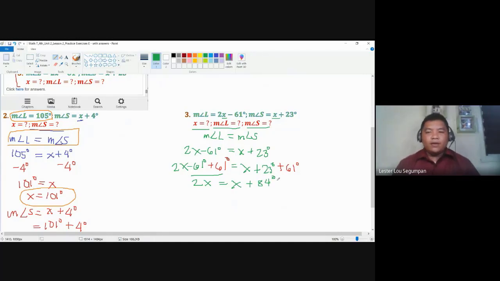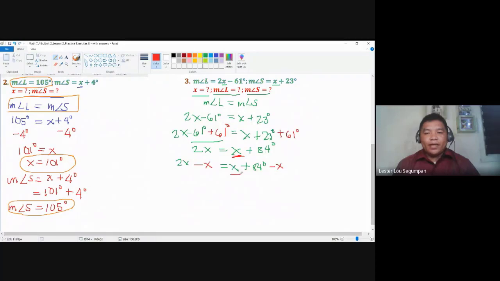Now that we have this value, we can subtract both sides by x. We'll have here 2x minus x is equal to x plus 84 degrees minus x. We subtract x from both sides so that this would be taken out from this side. x minus x becomes 0. 2x minus x becomes x. And that is equal to 84 degrees.